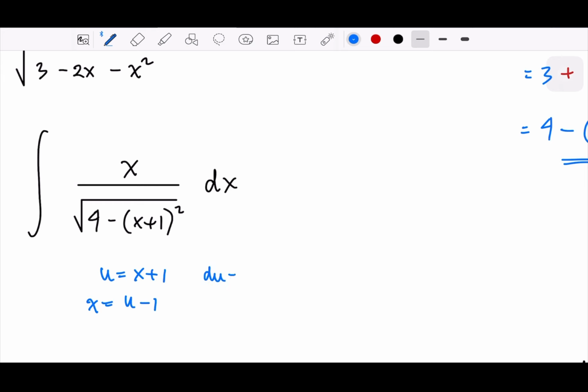And du is dx, if we differentiate. So we could take that and write this as u minus 1, and then we have 4 minus u squared like that. We can simplify the form at the beginning, and it's more convenient to substitute with trigonometry. We can substitute u with sine, or cosine.